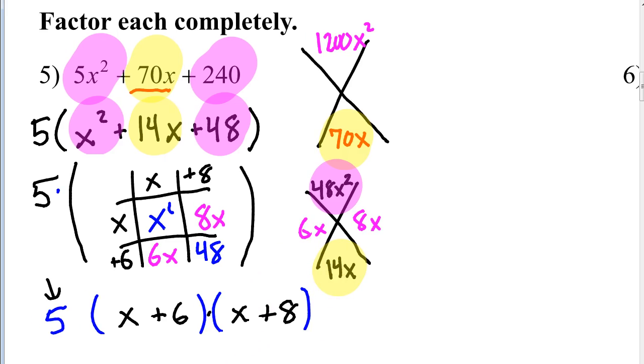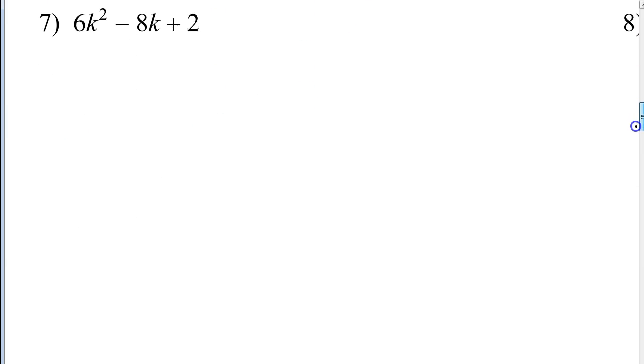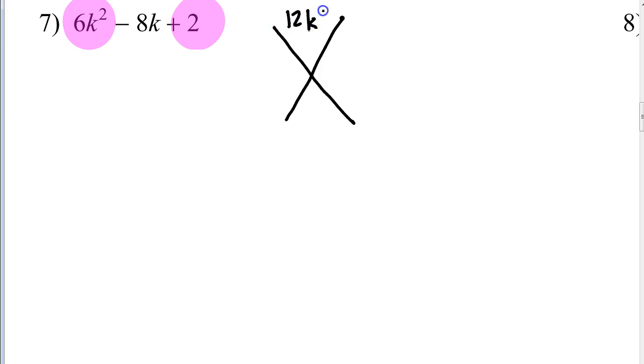Let's see here. Should we do, let's do one more. So let's set this up. What multiplies to 12 k squared and adds to negative 8?